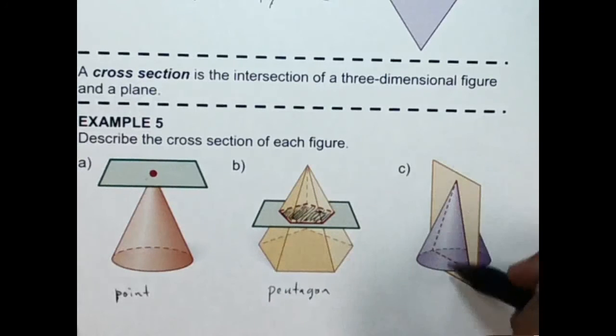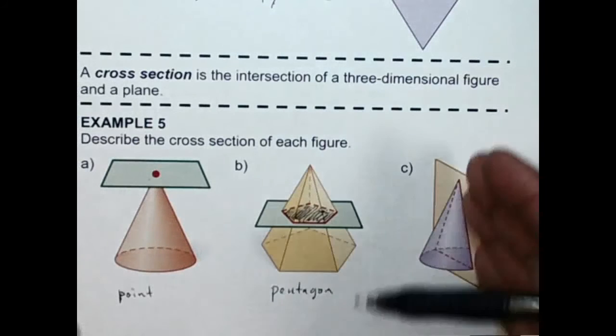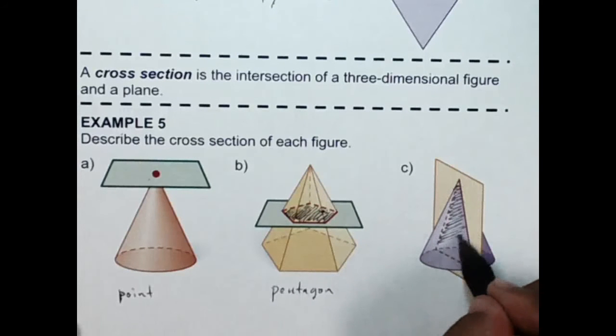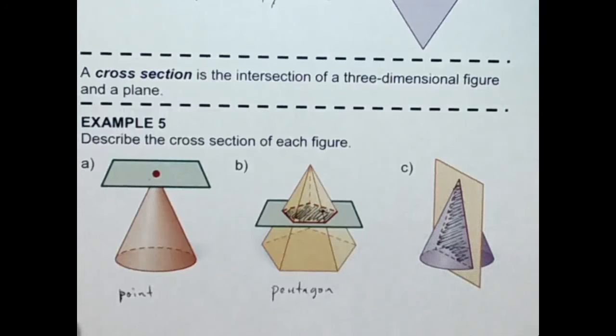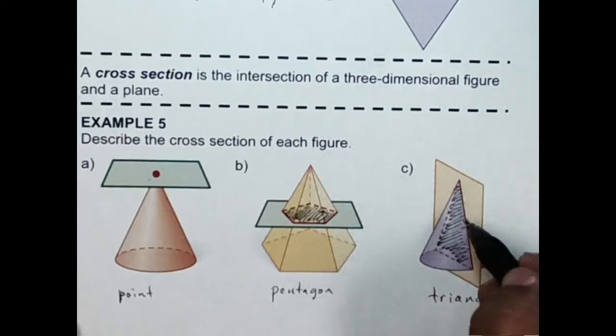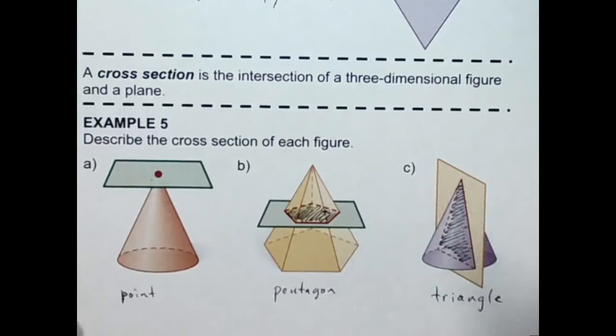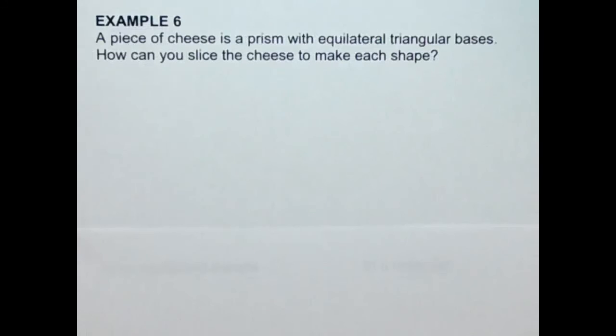Now on this one, if I cut it going vertically and I look at this, that's going to form a triangle. If I were to cut this shape, slice it in half, and I looked at what I cut, it would form a triangle. Alright, next example: a piece of cheese is a prism with equilateral triangular bases.